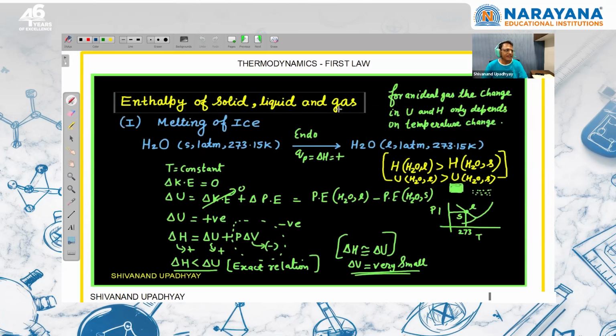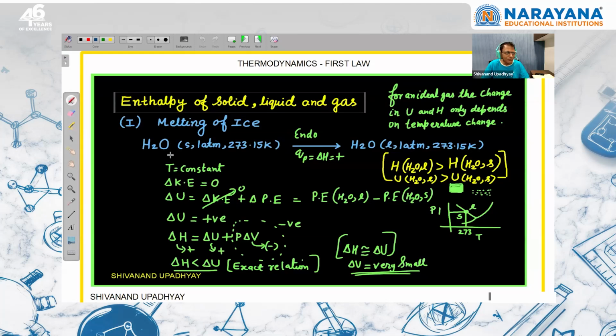Enthalpy of solid, liquid and gas. Suppose we are discussing the melting of ice, and we know that this is an endothermic process. In order to melt ice, we have to give heat energy. So we know that Qp is positive, and we know that Qp is delta H. So from here we can say that the enthalpy of liquid is greater than the enthalpy of solid.